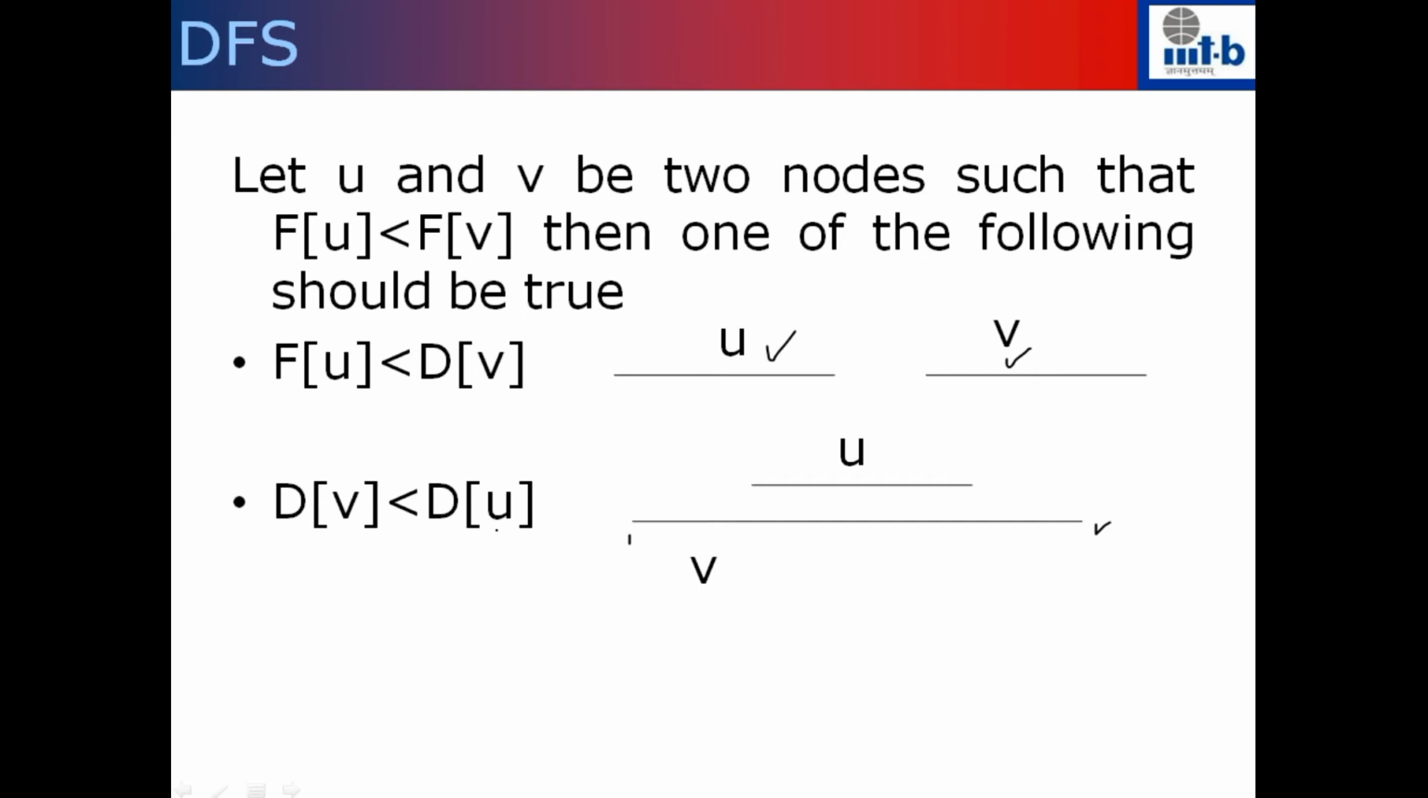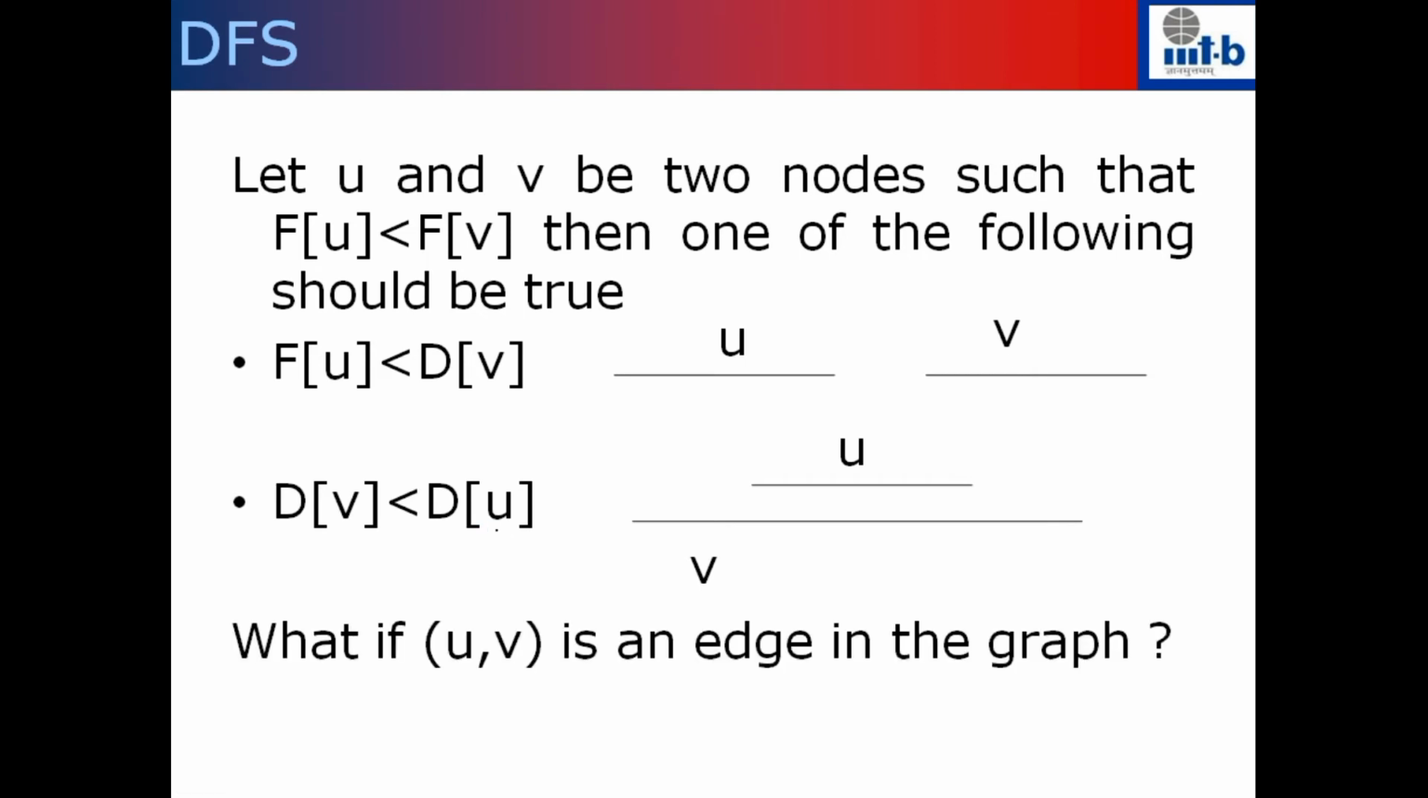Let me ask you a question now. What happens if there is an edge from u to v, right? What is given to us is that there is an edge u to v, and we are also given that the finish time of v is greater than the finish time of u. In other words, there is an edge in the graph such that the finish time of v is greater than the finish time of u. In this case, what should happen? The claim is that only this is possible.